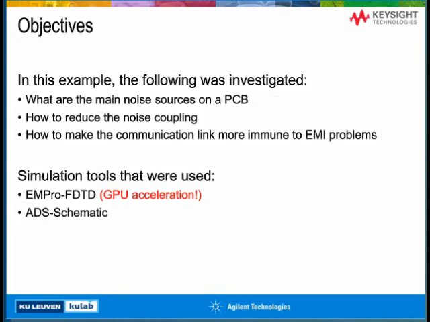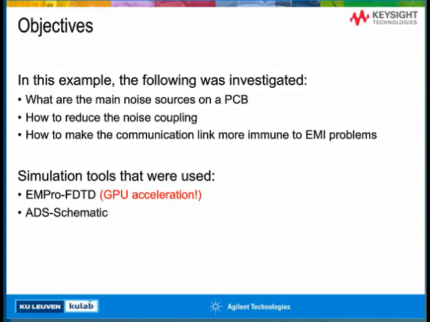So what we want to do in this example, for the interference between interconnects and onboard antennas, is to know what the main noise sources are for that typical problem. And if we know the main noise sources, how can we reduce the noise coupling? And how can we make the communication link, both on board and with the antenna, more immune to those onboard self-interference problems?